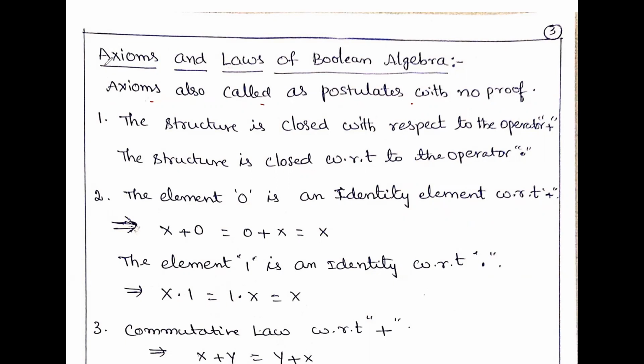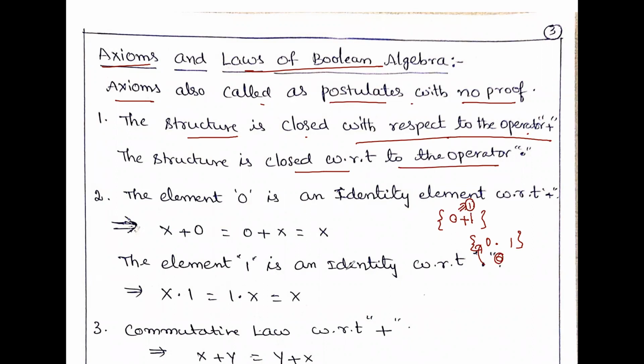Now let us discuss axioms and laws of Boolean algebra. Axioms, also called postulates, have no proof. Now let us discuss them one by one. The first one is that the structure is closed with respect to the operator plus. That means when we use the plus operator between two elements of the set, the resultant also lies in the same set of numbers itself. That means the structure is closed with respect to the operator. This is the first axiom.